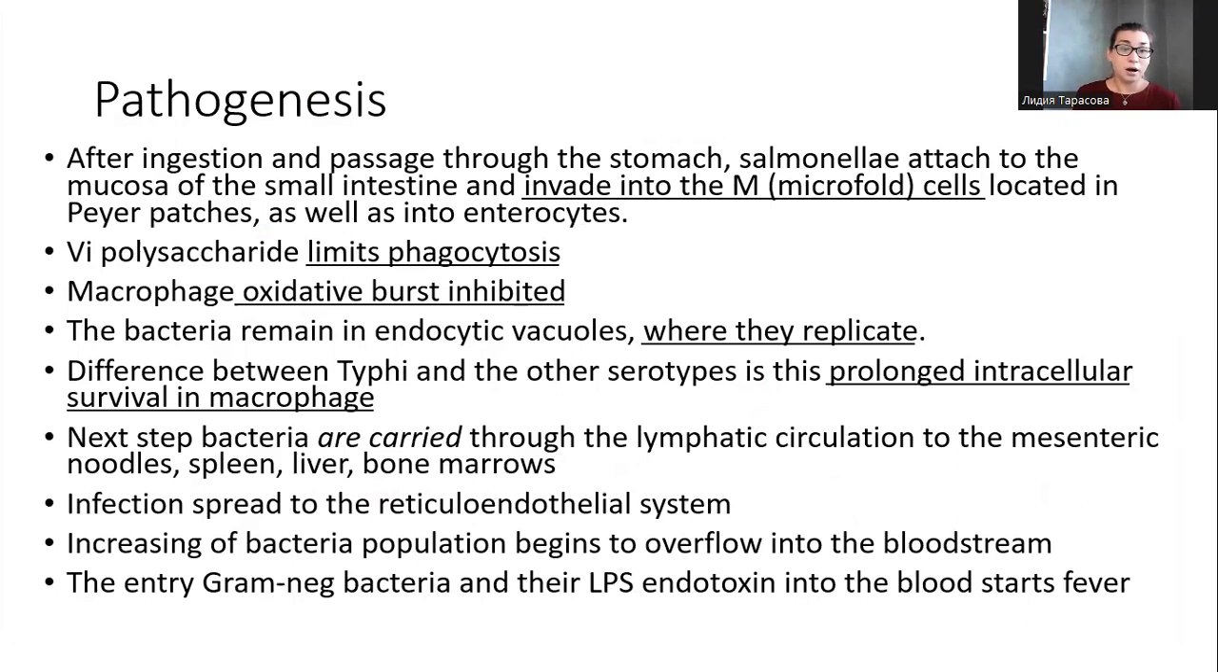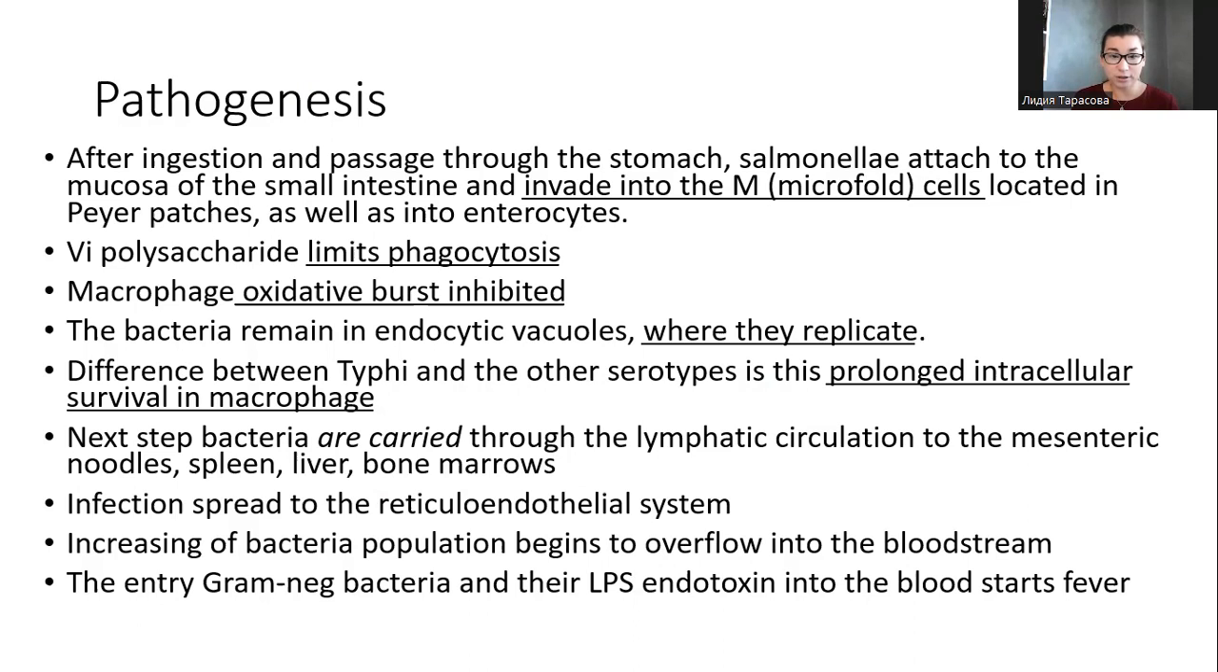Pathogenesis. After ingestion and passage through the stomach, Salmonella attach to the mucosa of the small intestine and invade into the M microfold cells located in Peyer's patches, as well as into enterocytes. So this is the main part of pathogenesis: bacteria enter the stomach and then go to the lymphoid tissue, to the Peyer's patches.